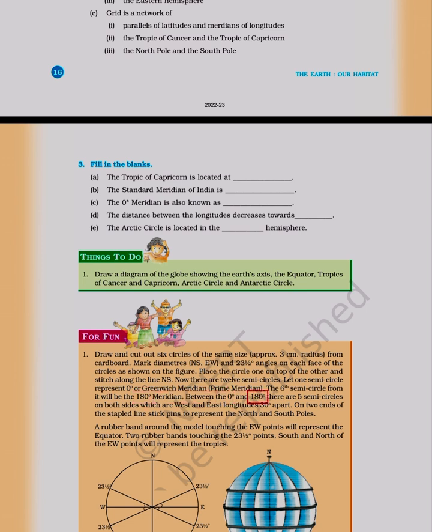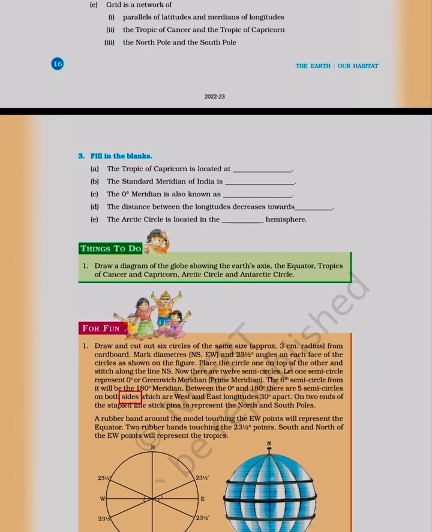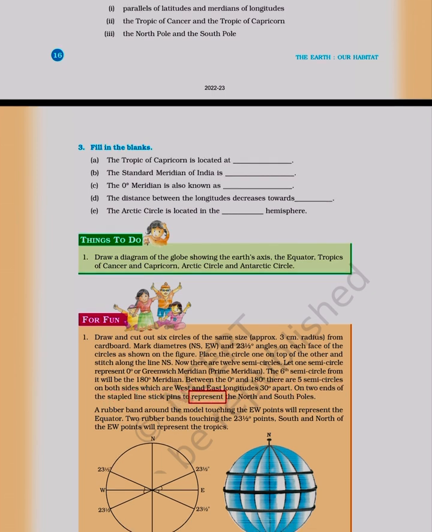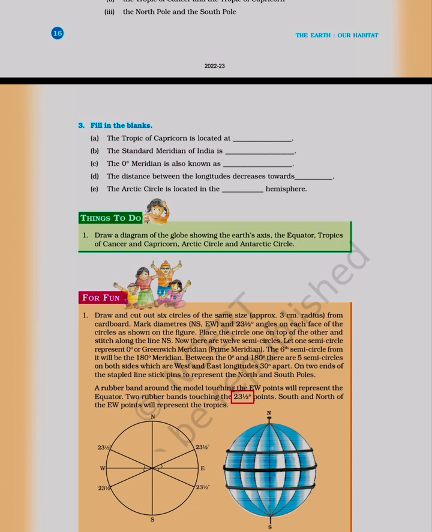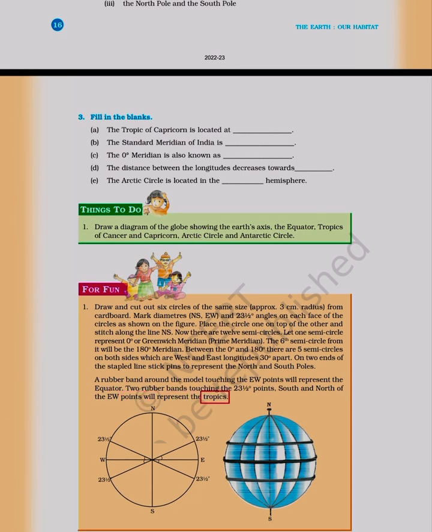Between the 0 degree and 180 degree there are 5 semicircles on both sides, which are west and east longitudes 30 degrees apart. On two ends of the stapled line stick pins to represent the north and south poles. A rubber band around the model touching the EW points will represent the equator. 2 rubber bands touching the 23½ degree points, south and north of the EW points, will represent the tropics.